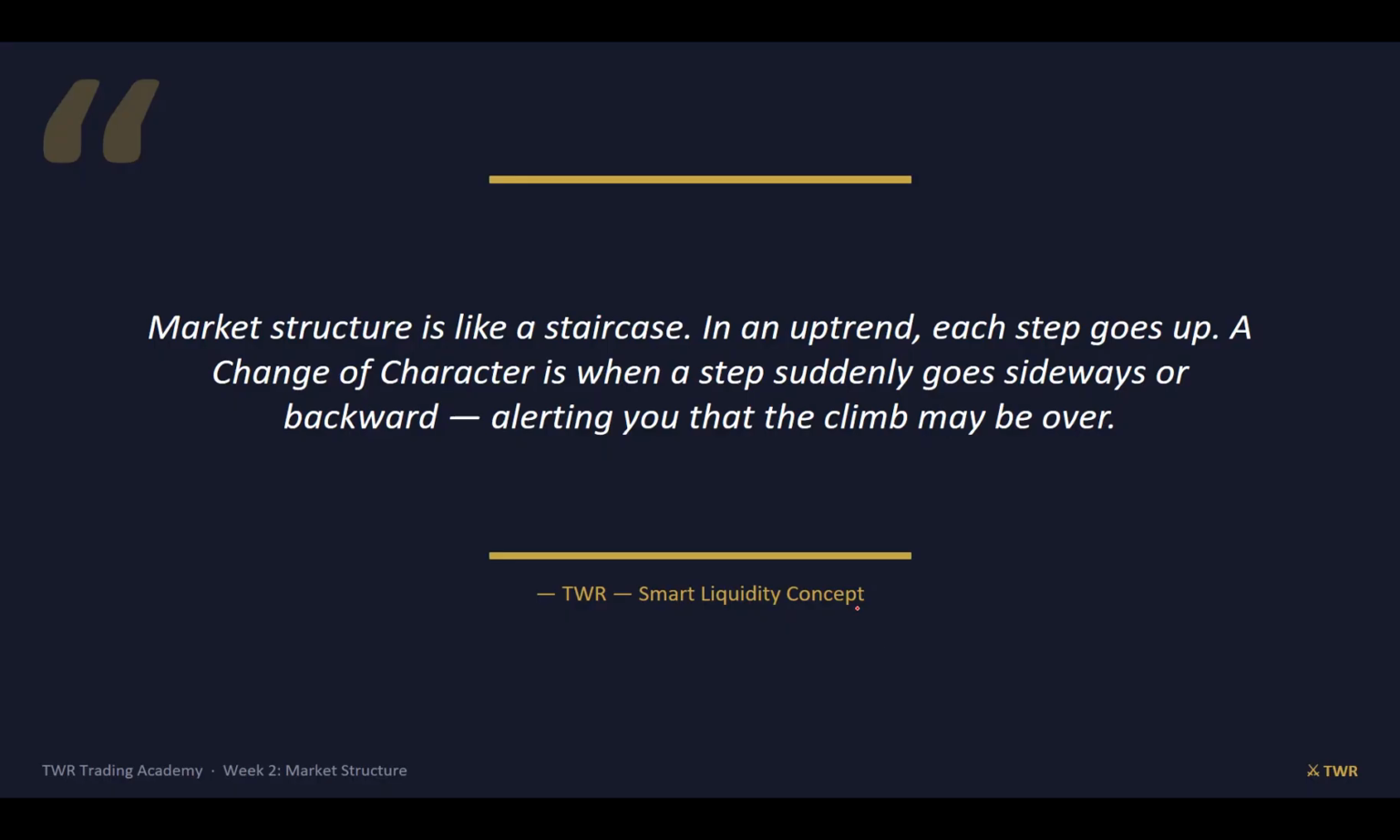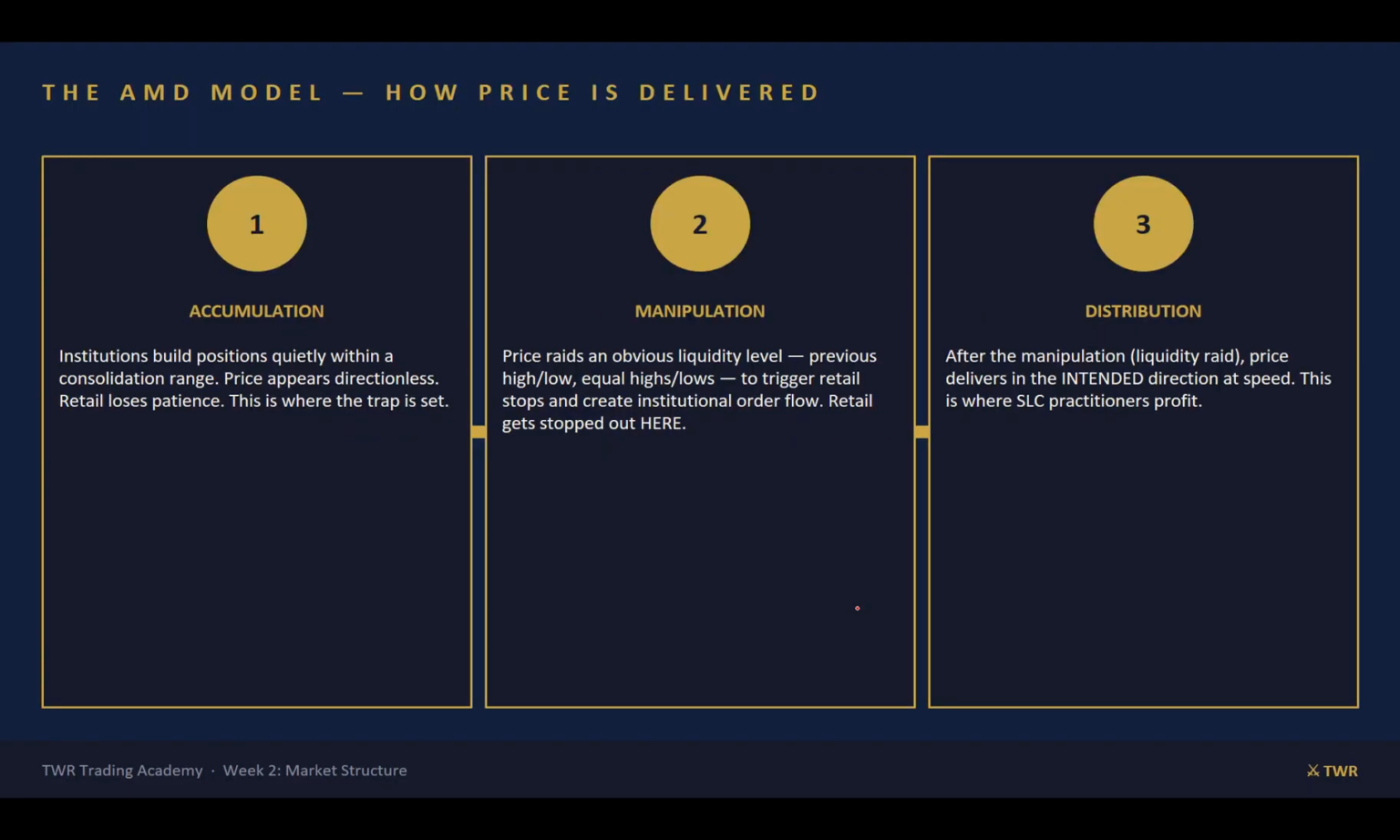Market structure is like a staircase. In an uptrend, each step goes up. Change of character is when a step suddenly goes sideways or backwards, alerting you that the climb may be over. We have different types of price delivery. Price does not move randomly. It's delivered in an engineered sequence.